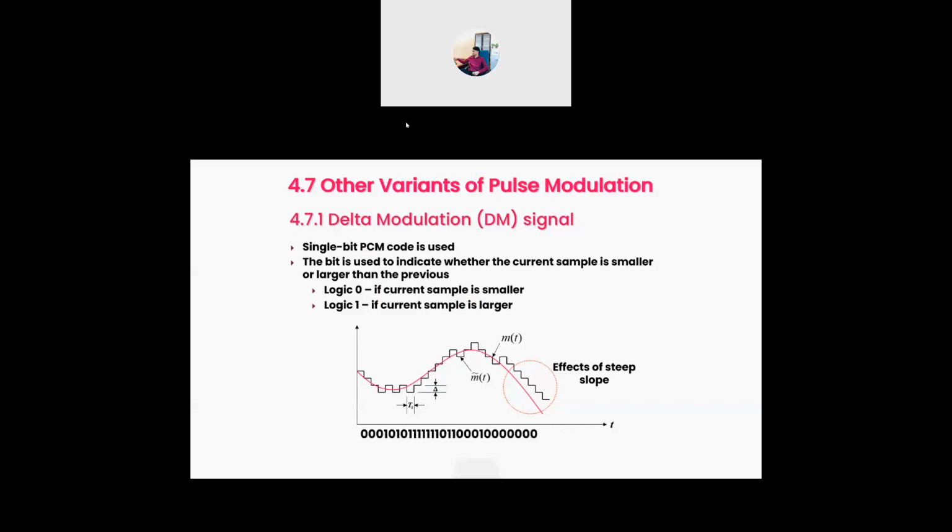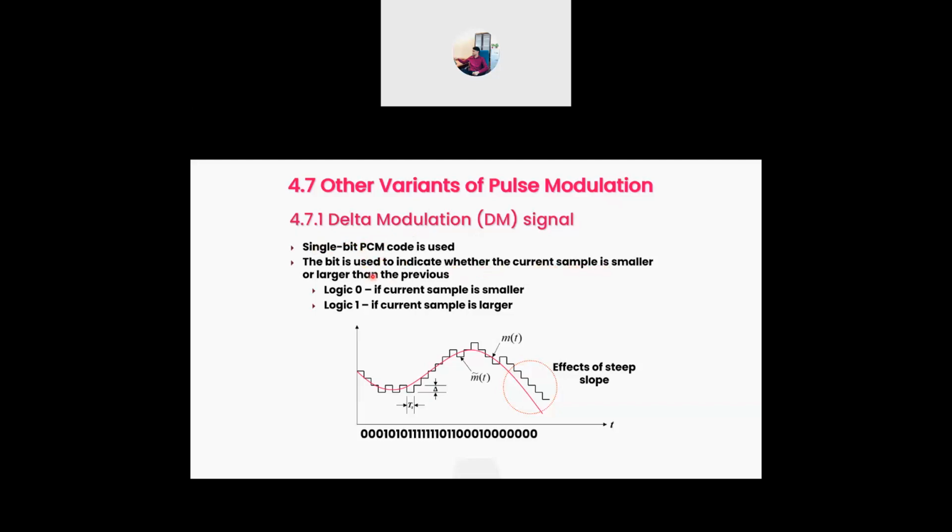So we're going to start with delta modulation. Delta modulation is a different kind of modulation from what you have learned in pulse code modulation, in the sense that here we only use a single bit, which is either 0 or 1. The bit is used to indicate whether the current sample is smaller or larger than the previous one.